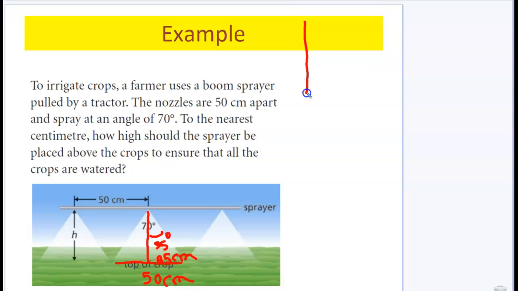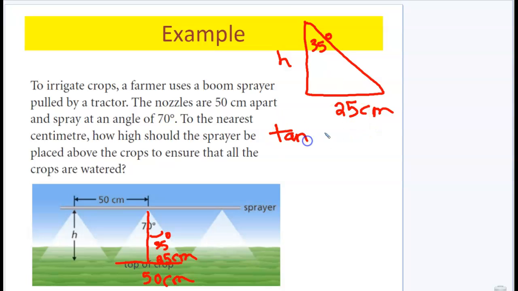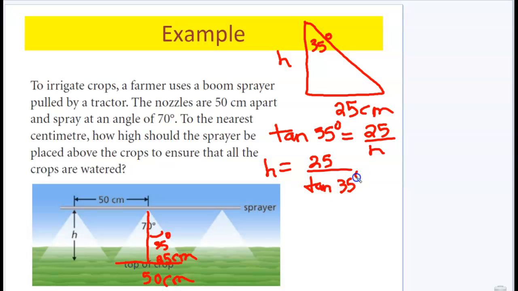So if I was to redraw that diagram, I would have the 35-degree angle up here, and this distance would be 25 centimeters, and we're looking for the height of the sprayer. Based on that angle of 35, I know the side opposite. I'm looking for the adjacent, so I am going to use the tan of 35 degrees equal to 25 over h, and if I isolate h, it's going to end up being 25 over the tan of 35 degrees.